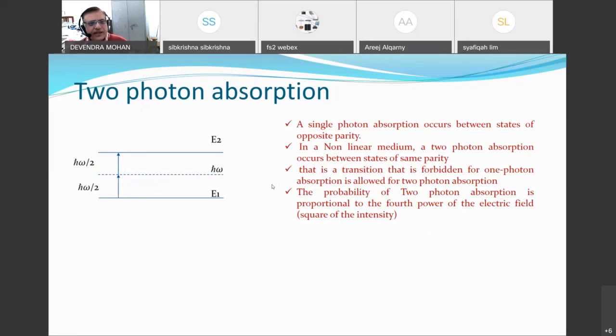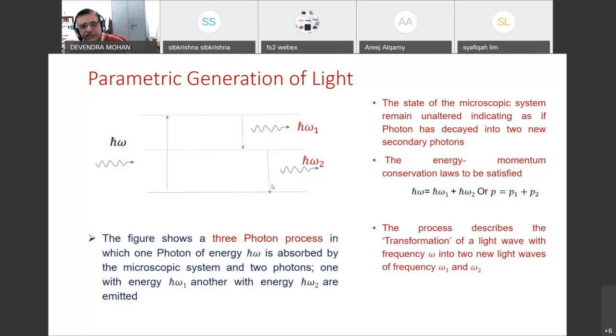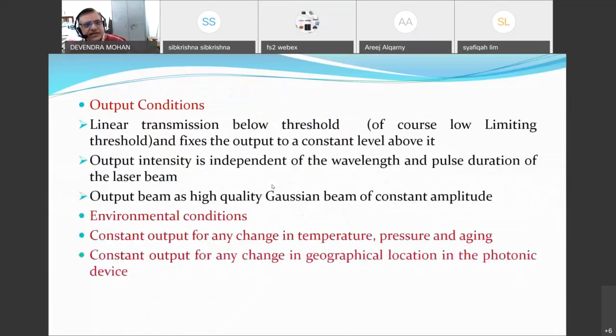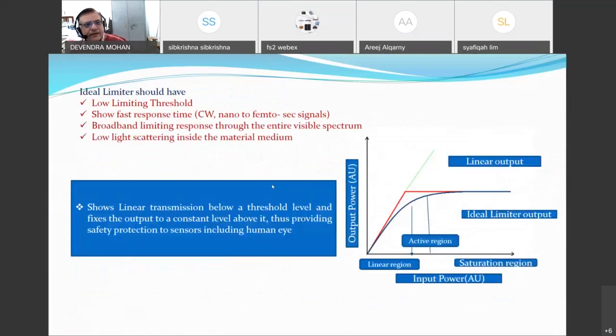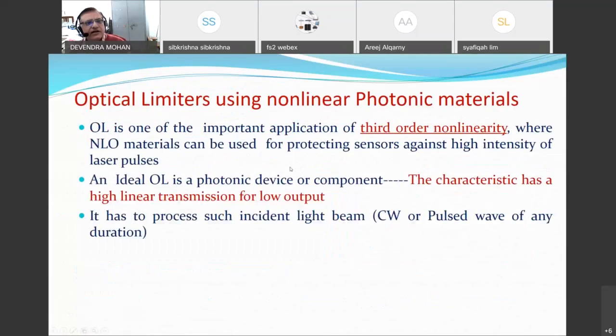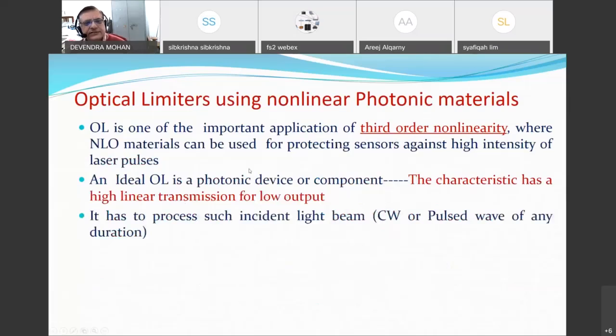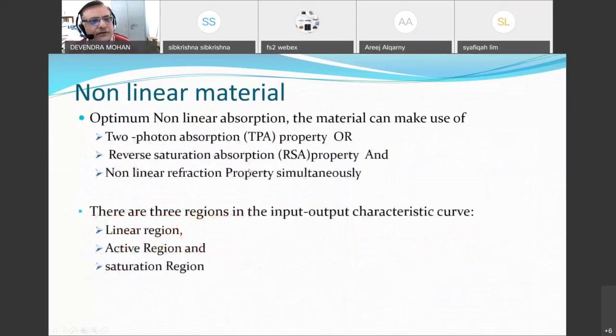So in 2-photon absorption, these slides I have chosen to display only because we are making use of 2-photon absorption, as I told you in optical limiters. I am going to the previous slide where I talked about the 2-photon.